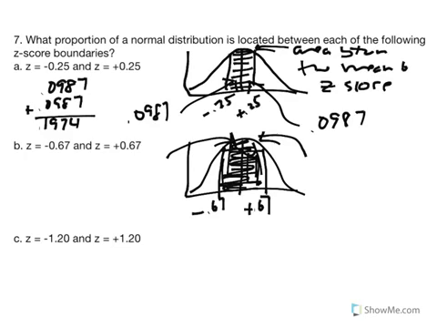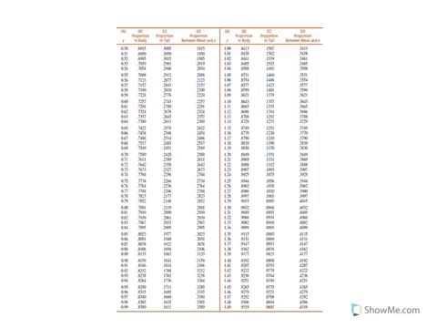And adding those two proportions together will describe the proportion of the distribution that falls within negative 0.67 z-score and a positive 0.67. I hope I said that correctly. So it's the area between a negative 0.67 z-score and a positive z-score of 0.67. So let's utilize our unit normal table.